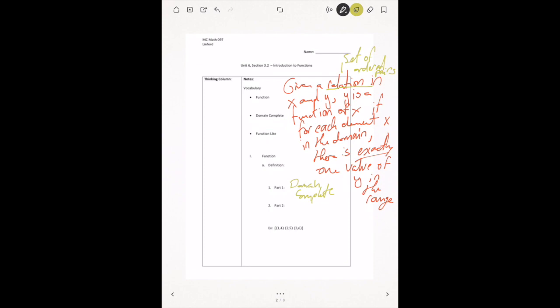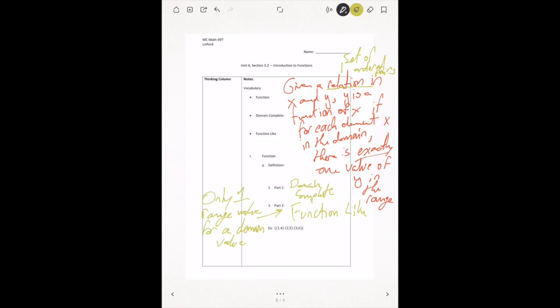The second component is what we call function-like. Now, function-like means that for every domain value, there is a range value. But more specifically, for a given domain value, there is only one range value. Okay? A domain value is paired up with only one range value. That's an important idea, and we're going to use this idea of function-like to really help us determine whether or not something is in fact a function.